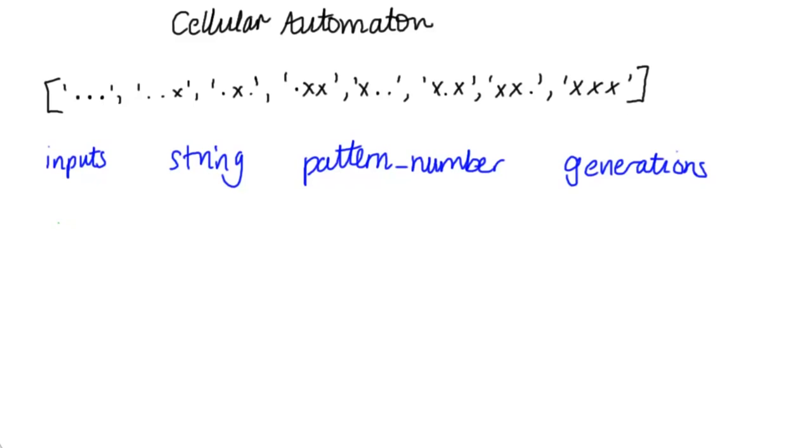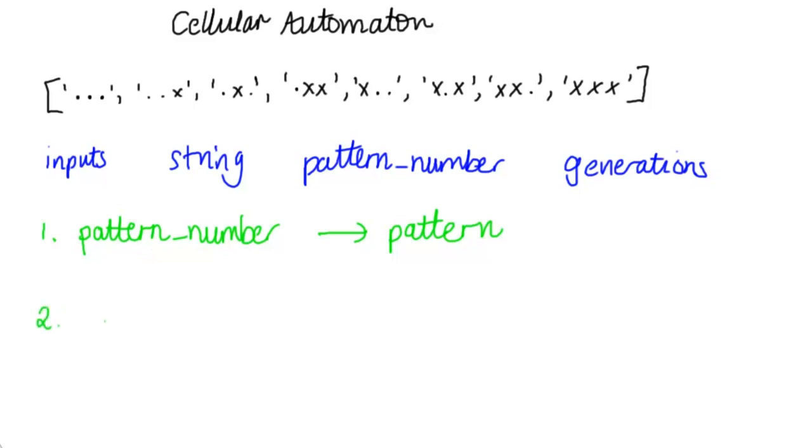For this question, there are a couple of different things you're going to need to do. You're given inputs, which are a string, a pattern number, and generations, the number of times you're going to apply the pattern to the string. The first thing we're going to need to do is to take the pattern number and convert it into some sort of pattern that we're going to be able to use to apply to our string.